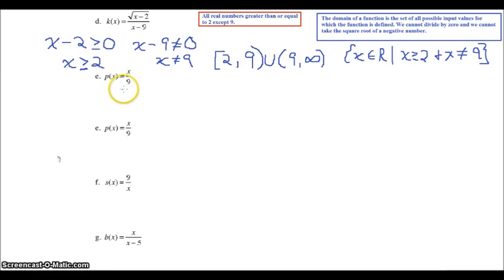Now, looking at part E, p of x equals x over 9. Here we have a denominator, so you might think, uh-oh, that denominator can't be 0, but look what the denominator is. It's 9. It's a constant. The denominator is always 9. We can't make that 0 no matter which value of x we pick. So here the domain is all real numbers. You need to make sure that makes sense. Let's move on to part F.